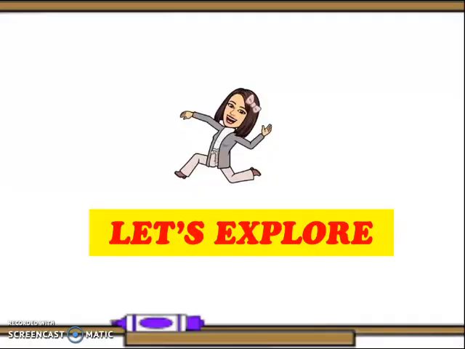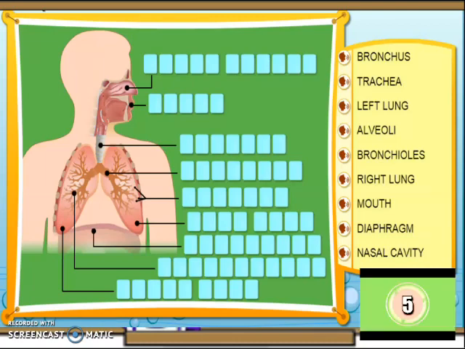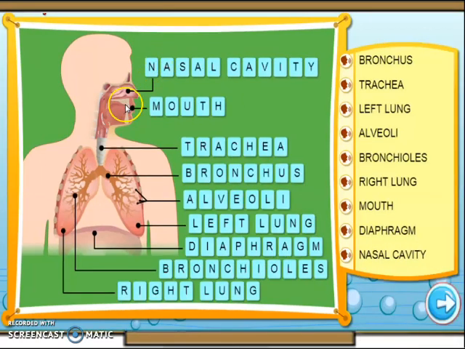Let us find out more in this activity. Picture labeling. Label the picture with the correct words found on the right. Write your answer in your notebook. Here are the answers. This is nasal cavity, mouth, trachea, bronchus, alveoli, left lung, diaphragm, bronchioles, and right lung.